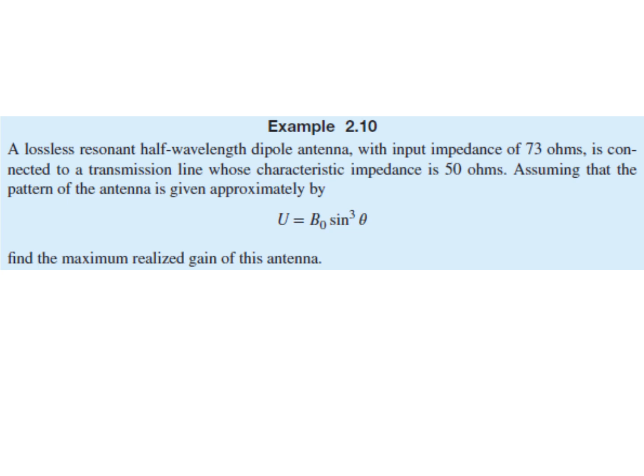Now this dipole is connected to a transmission line whose characteristic impedance is 50 ohm. So if we draw it, it is that dipole antenna, and it is connected to a feed line like this. Now Zc, the characteristic impedance of this feed line, is 50.